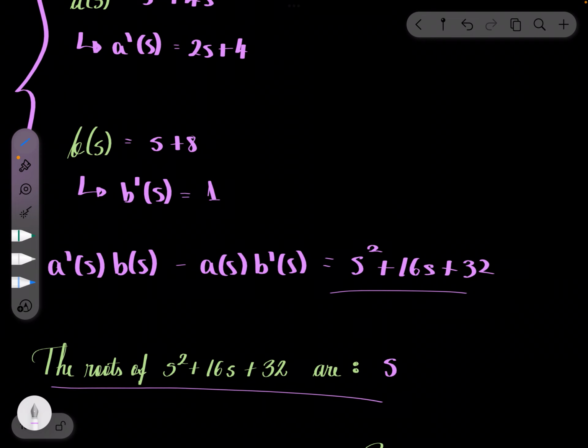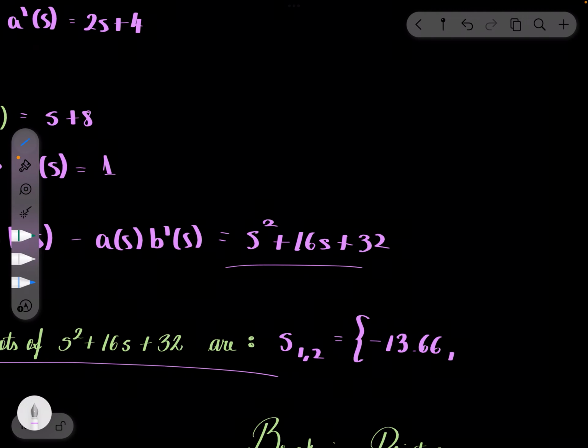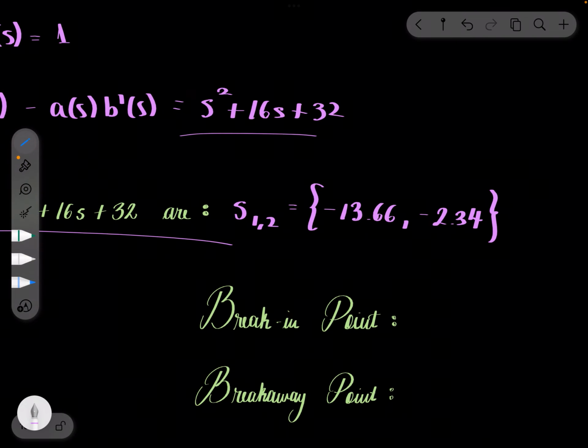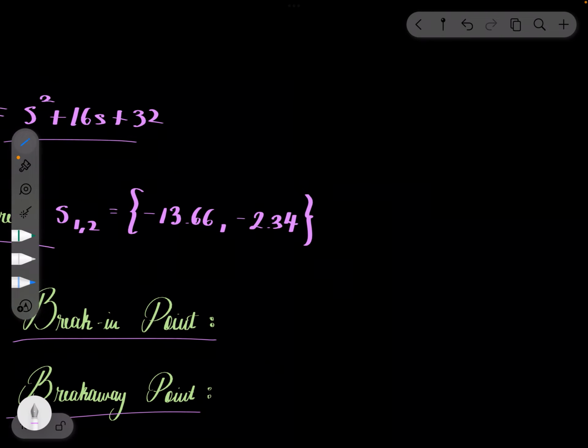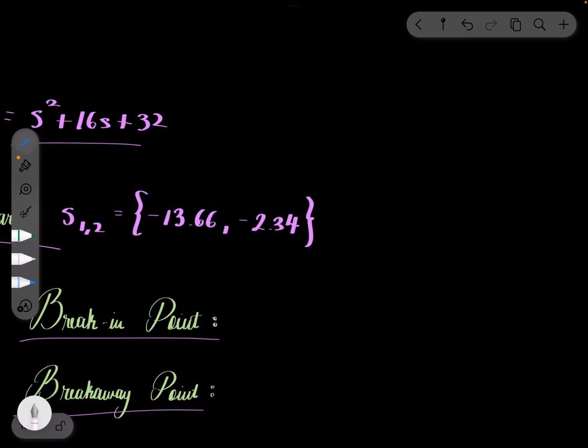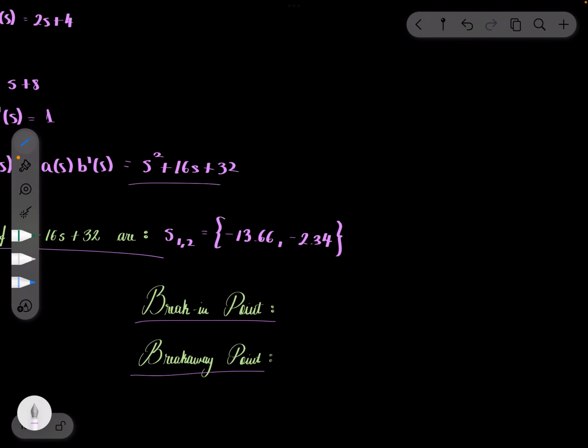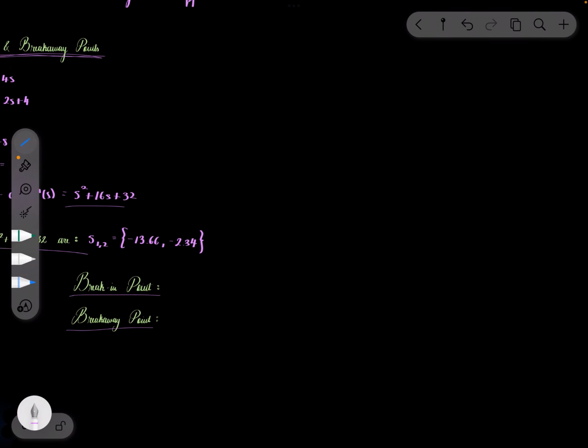So, the roots of this system, which we denote as s1,2, are minus 13.66 and minus 2.34. We have 2 roots. Which one is going to be your break-in point and which one is going to be your breakaway point? Okay, we're going to have to start drawing the root locus diagram for this. So here.